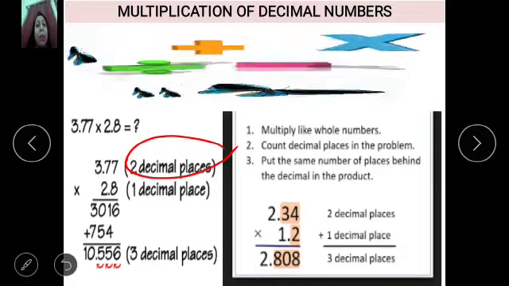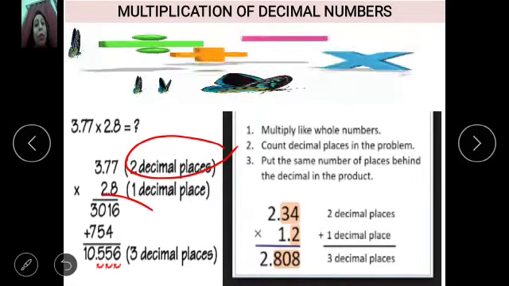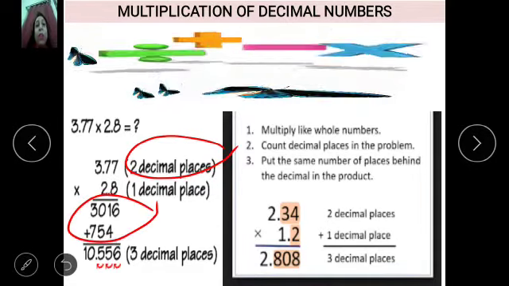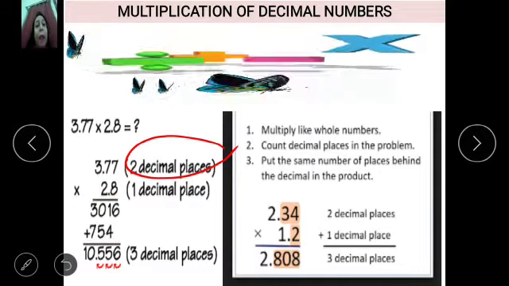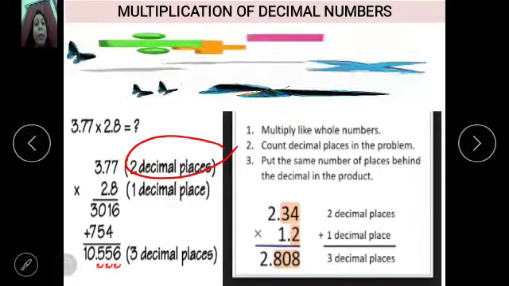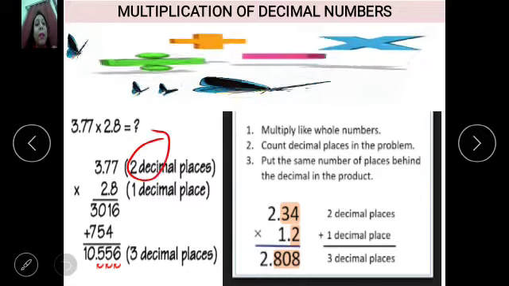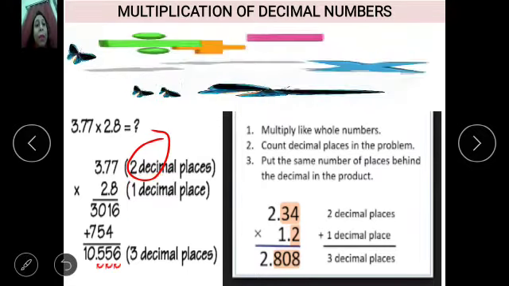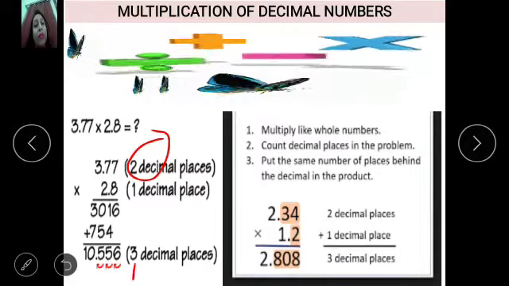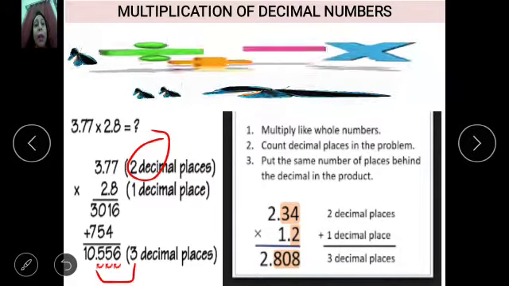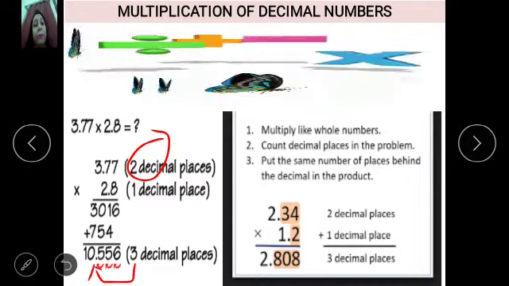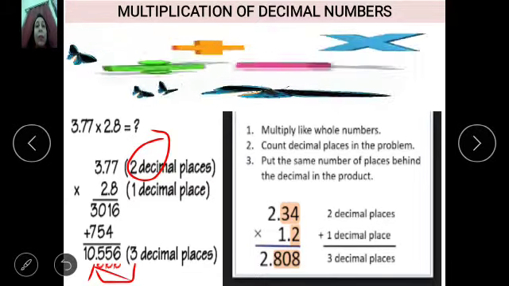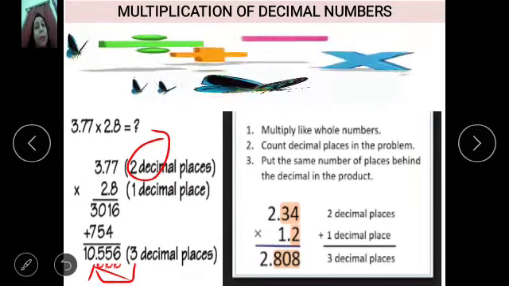So now you just multiply. Normal multiplication has been done over there, and for the decimal sign, here two decimal places and one decimal place, so three decimal places. After multiplication you just leave 3 places from the right and put the decimal sign. Just see over there. So this is your answer. Is that clear?